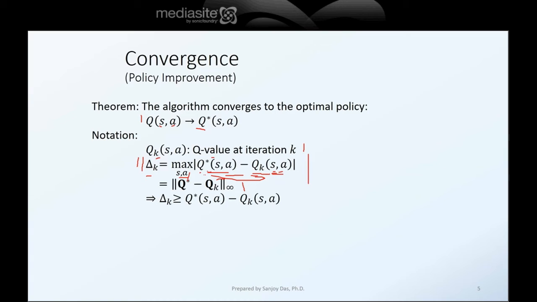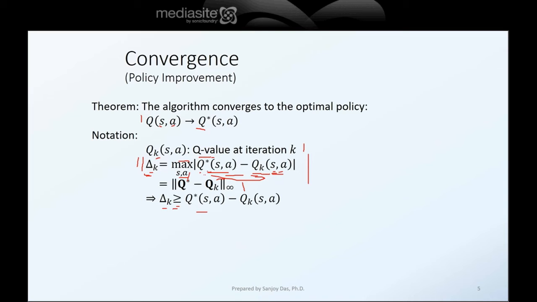Delta K is easily seen to be greater than or equal to Q star minus Q K. Why so? Because delta K here is the maximum over all possible states and actions. It's the maximum possible Q star minus Q K for all states and actions. And therefore, by definition, if it's equal to the maximum, then it's greater than or equal to the same difference for any other state S, A, Q star minus Q K.